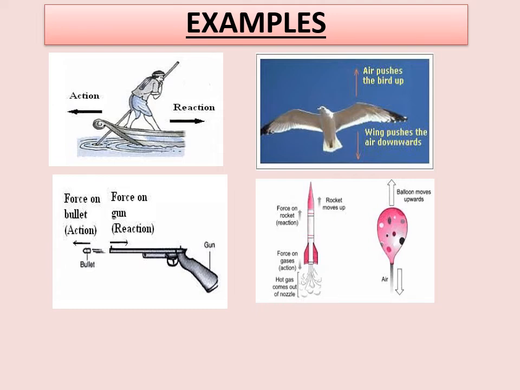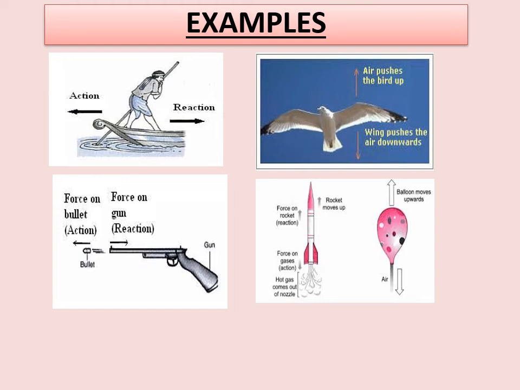Next, recoiling of a gun. When a bullet is fired from a gun, the gun recoils. That means the gun moves backward through a small distance, giving a jerk to the shoulder of the gunman. This point you have to remember.